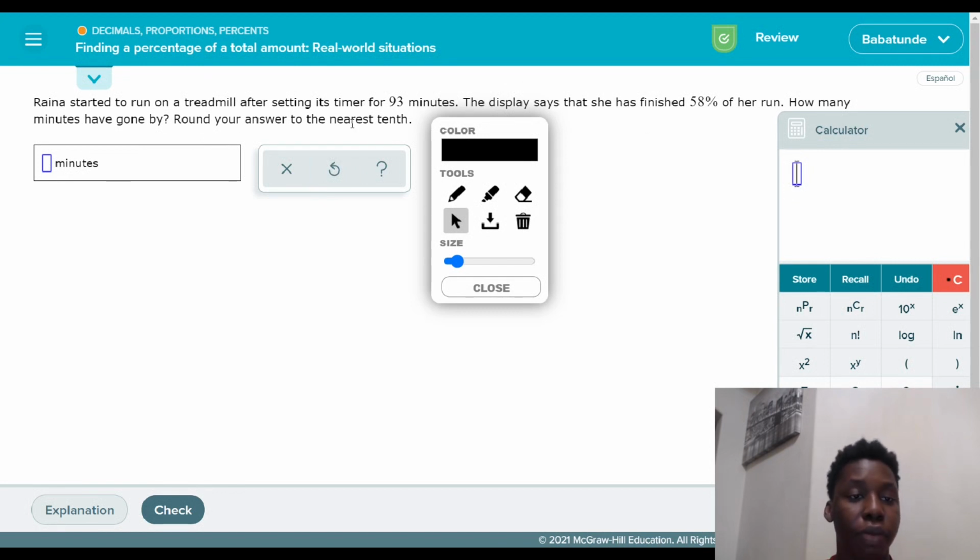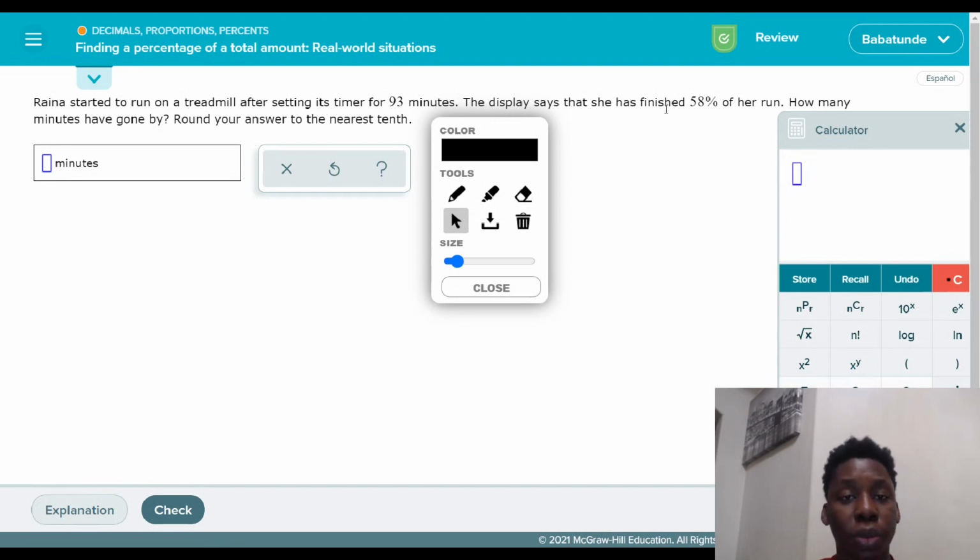The first sentence is saying Raina has to run on a treadmill for 93 minutes. She set a timer for 93 minutes. So based on this question, she shouldn't exceed 93 minutes. She should only run on the treadmill for 93 minutes. And currently, the next sentence says the display says that she has finished 58% of her run.